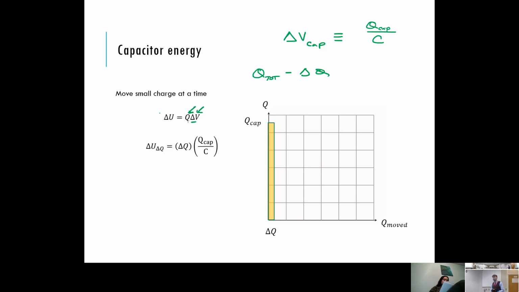How about after the second move? A little less. After the third move, a little less. After the fourth move, et cetera. So as I move more and more charge from the top plate to the bottom plate, the charge on the capacitor decreases. Okay. I'm going to take that and sub it in right there.